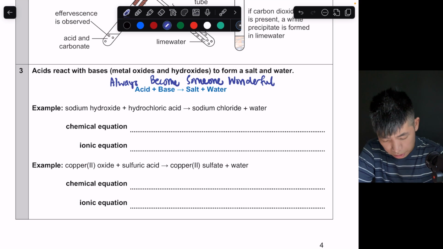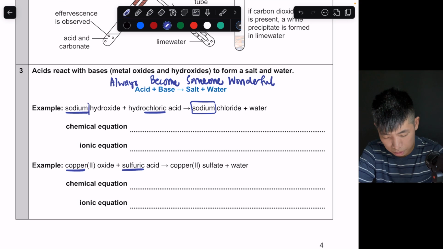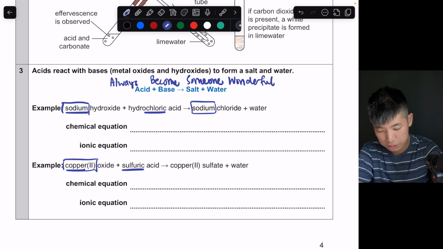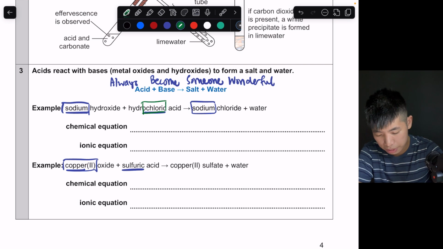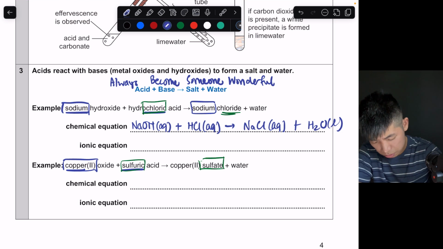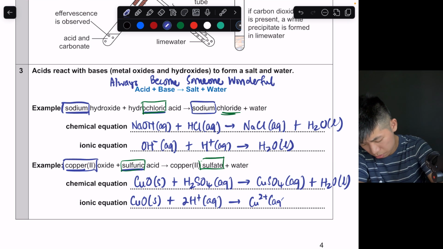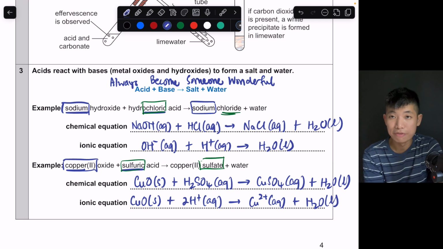So remember, the metal comes from the base and the non-metal part of the salt comes from the acid. So if you use sodium hydroxide, your salt will be sodium something. If you use copper(II) oxide, your salt will be copper(II) something. Then hydrochloric acid becomes a chloride, sulfuric acid becomes a sulfate. Alright, check your answers. If you have any doubts, do come and approach me.